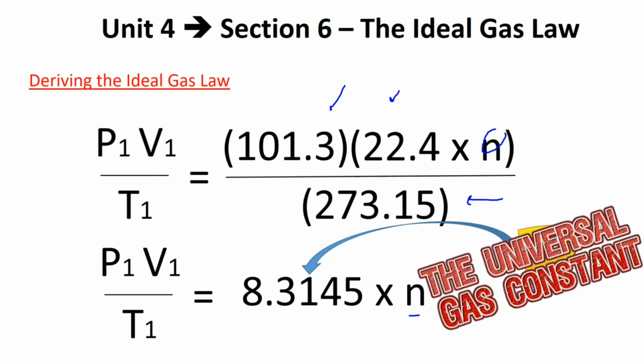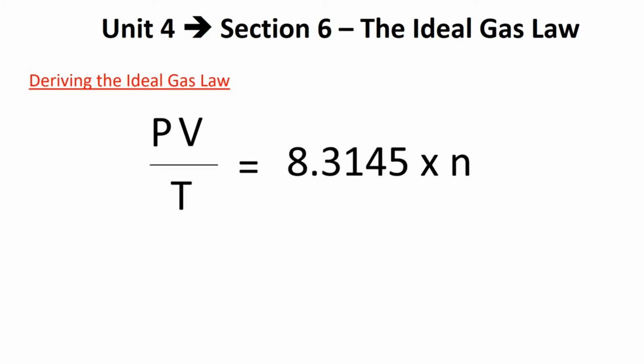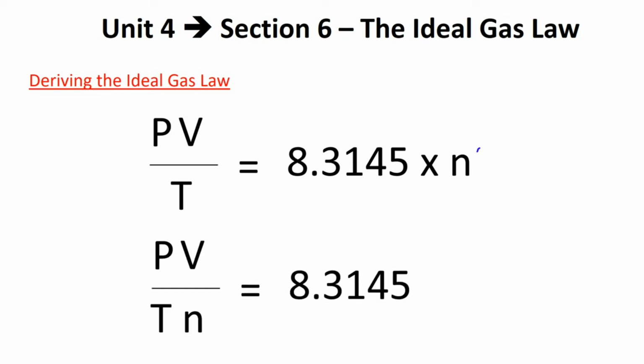The universal gas constant. Let's simplify this a little bit more here. So that's as far as we got. Now what we want to do is get rid of this n. This n's no good on this side here. So let's divide both sides by n, and we'll simplify our gas law here. The only reason we've done this is so that we can actually investigate the units that go with this 8.3145.